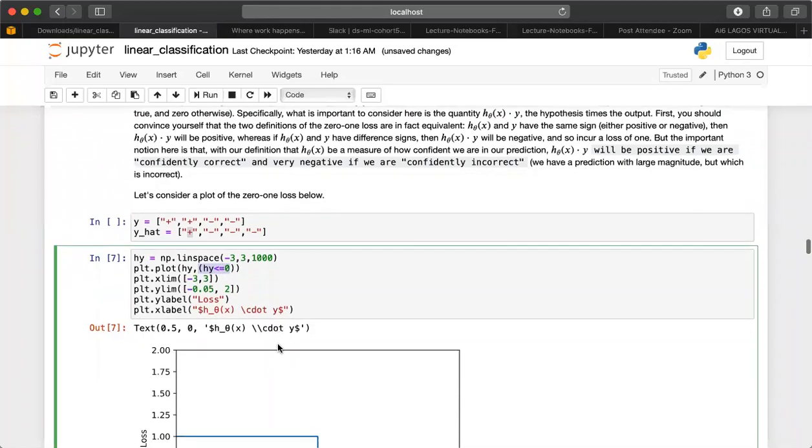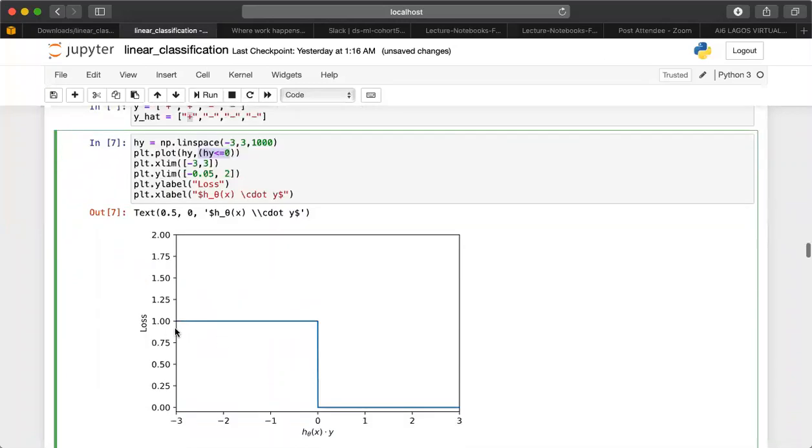Anything other than that would be a false. And you find out that our plot is this. So for every value of h times y that is less than... now it's not like we are taking a real hypothesis and a real target value and multiplying it. We just say, let's assume that our h times y is within the range of -3 to 3, right?